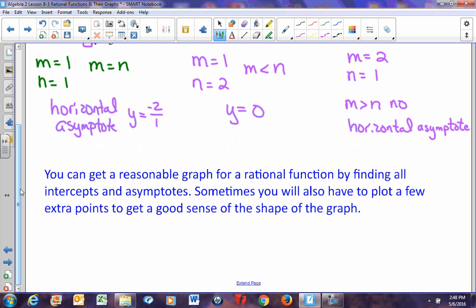Now, you can get a reasonable graph of a rational function by finding all of the intercepts and asymptotes. And then obviously sometimes you're going to have to plot a few more points. Now, I know you can put these on your calculator, but you do need to learn how to do these by hand, because eventually you will have to do them by hand. You will have to graph at least one for me by hand on a quiz, and I'm sure in other classes you will have to graph them by hand as well, so you might as well get used to doing them. So here's my graph.